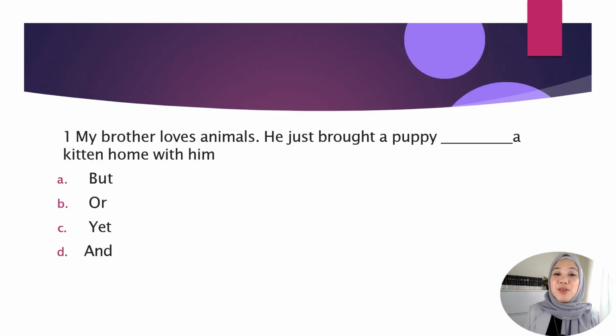Now, let's try to do this exercise together. This exercise is very simple. After you are done with this exercise, I want you to try to create a sentence from each of the conjunctions that we learned from all the 3 types of different conjunction. Now, let's jump into this exercise first. My brother loves animals. He just brought a puppy and a kitten home with him. The answer is N.